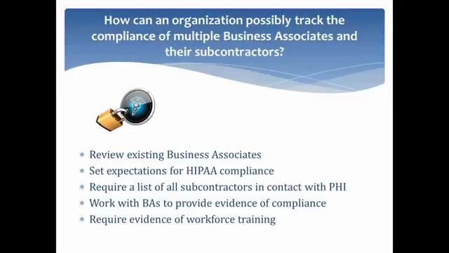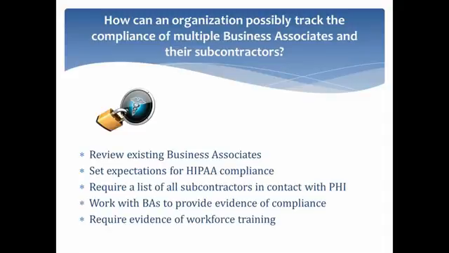The federal government doesn't have a form to fill out or any specific way to track this, but the way to do it is that you need to work with your business associates to get evidence of their compliance. So you can require that they provide you with copies of training certificates, for instance, for their employees. You can require that they provide you with their policies and their procedures that they've implemented to comply with HIPAA in relation to the data that you're allowing them to access. And you can require them to provide you with copies of signed agreements.